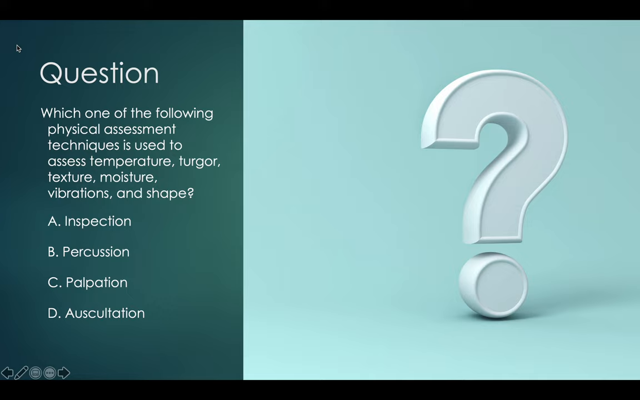It is palpation. Palpation is an assessment technique that uses the sense of touch. Inspection is a process of performing deliberate, purposeful observations in a systematic manner. Percussion is the act of striking one object against another to produce sound. Auscultation, as you know, is the act of listening with a stethoscope to sounds produced by the body.